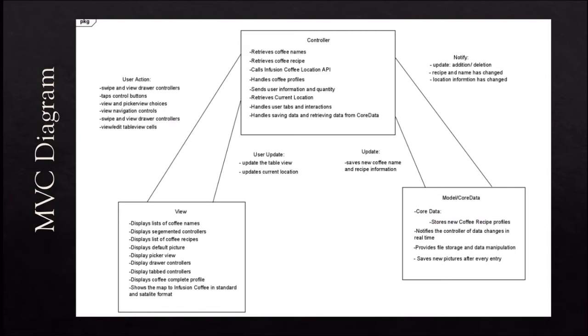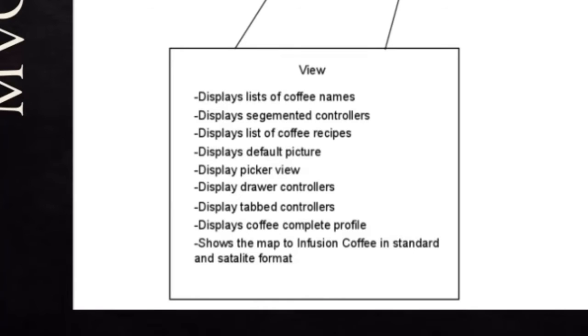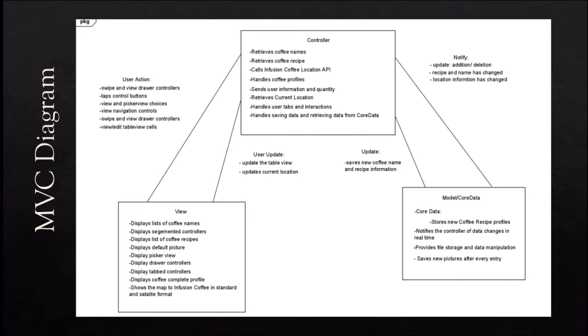Then the view on the bottom left displays the list of coffee names, displays all the segmented controllers, displays the list of coffee recipes, displays the default picture, displays the picker view, draw controllers, tabbed controllers, coffee's complete profile, and then it shows the actual map in standard, satellite, and hybrid format. And also is just making the app looking pretty.